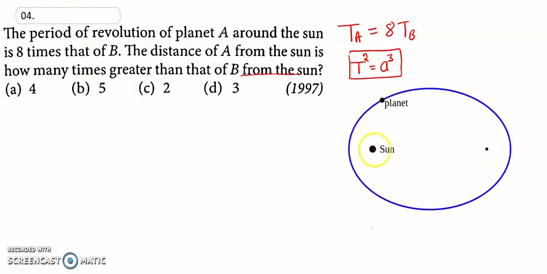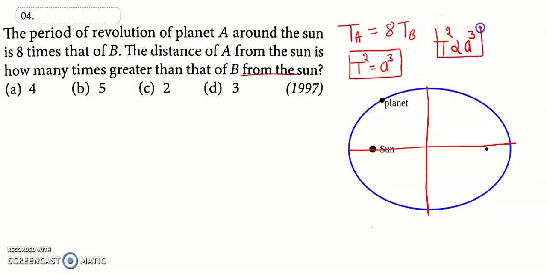So the Sun is here. This is the semi-major axis, and this is the semi-minor axis. The square of the time period is directly proportional to the cube of the semi-major axis.